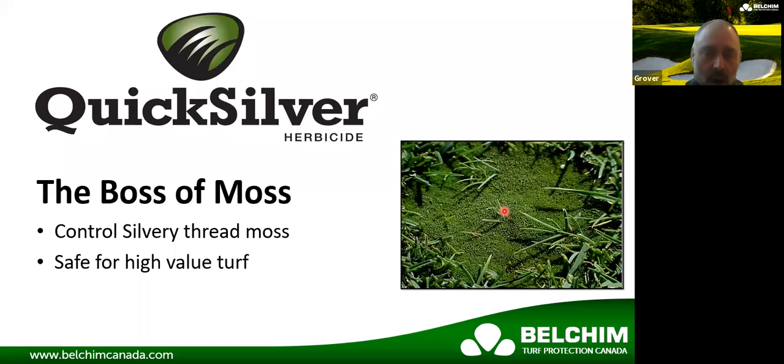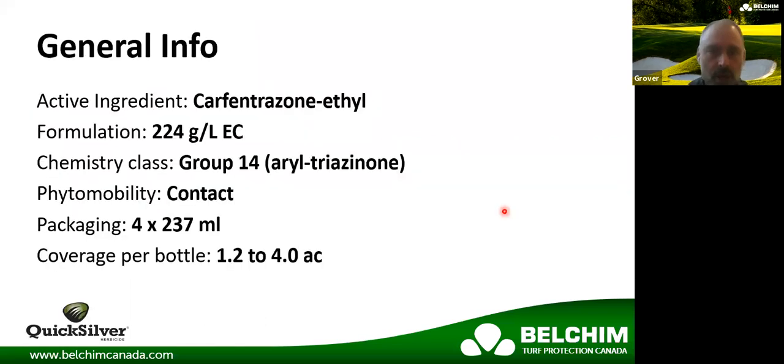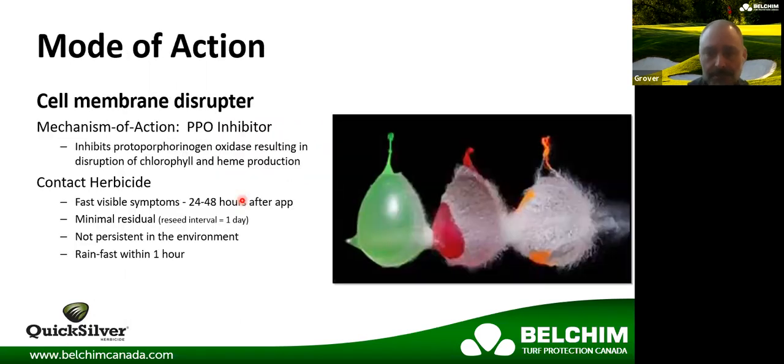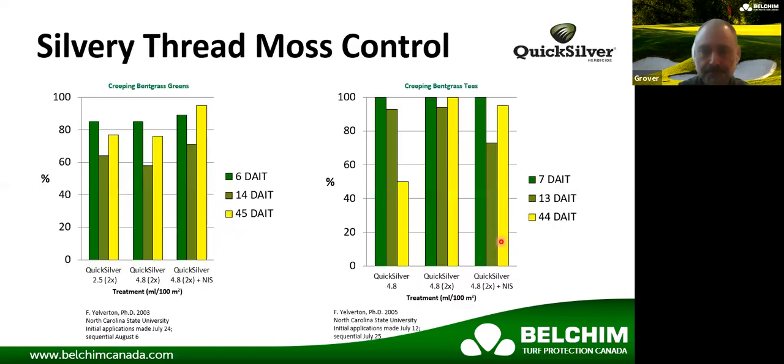And then Quicksilver, the boss of moss. Just general information, the active is carfentrazone-ethyl. It is a contact herbicide. I thought it would be kind of interesting to go over really quickly the way it works. It's a PPO inhibitor. I'm not even going to pretend to try to pronounce that. But essentially the way that this herbicide works, it's like shooting a carfentrazone bullet through those cells. So you've got 3 water balloons here. You shoot a carfentrazone bullet through it, and it causes the internal cell contents to leak out. So it just bursts open like that.